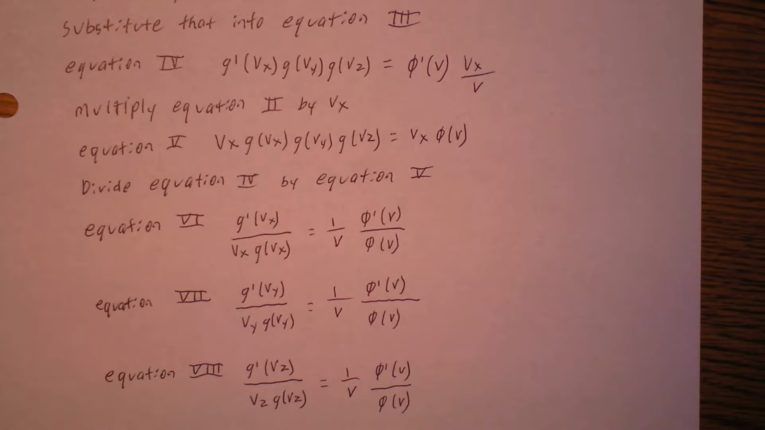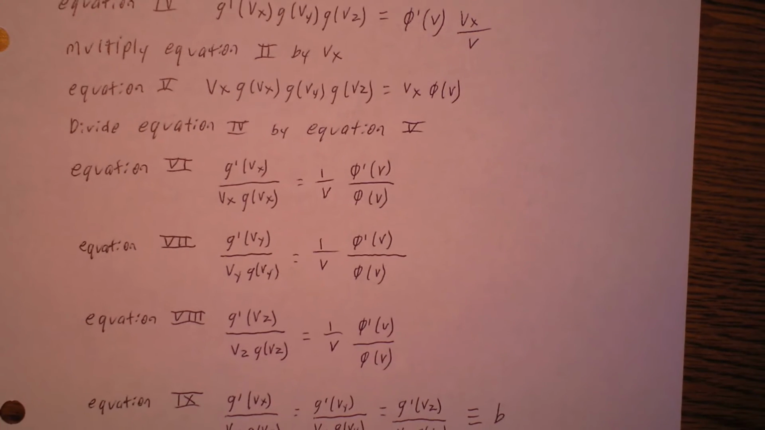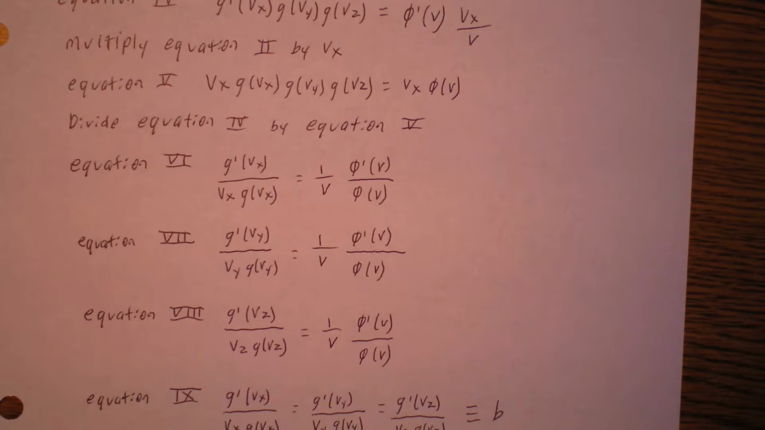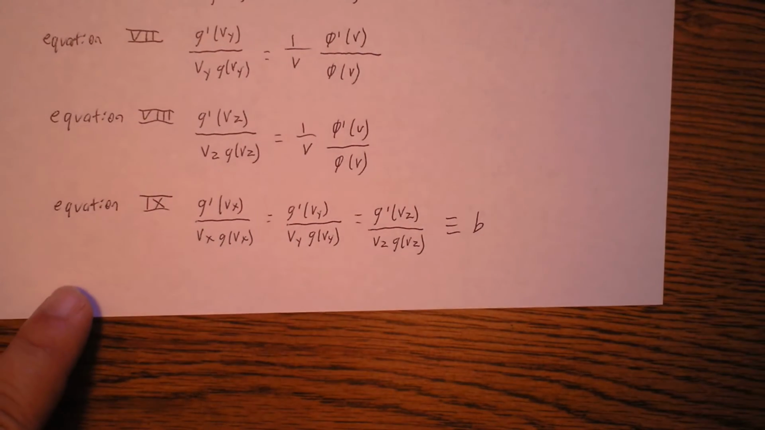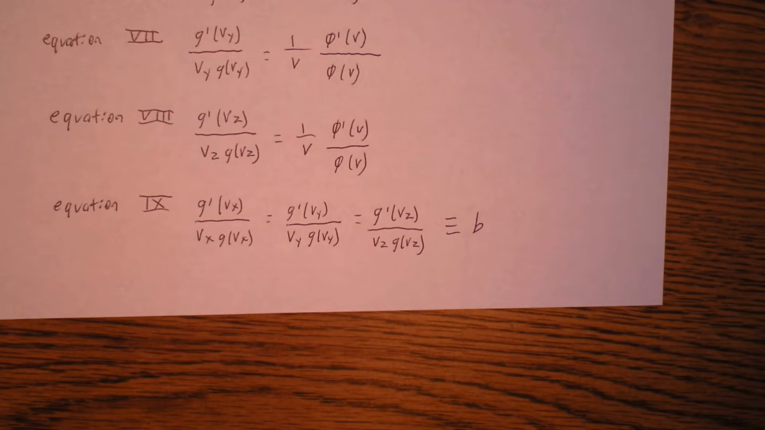We'll have g prime of the y component of velocity divided by the y component of velocity times g of the y component of velocity, and that's equal to 1 over v times phi prime of v divided by phi of v. And then equation 8 is going to be g prime of the z component of v divided by the z component of v times the g function of the z component of velocity. And that's going to be equal to 1 over the velocity times phi prime of the velocity divided by phi of the velocity.